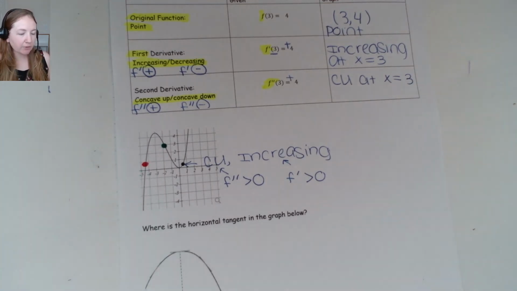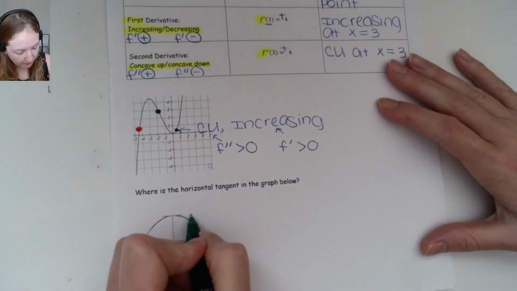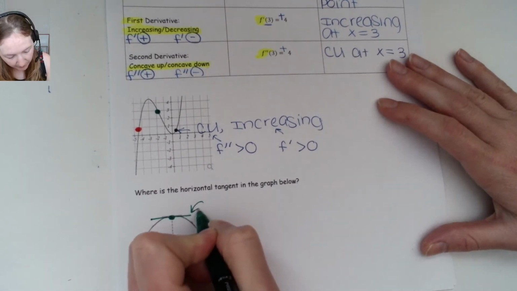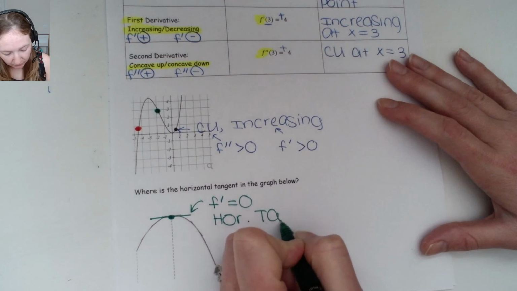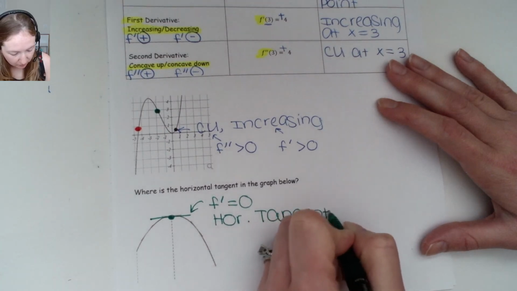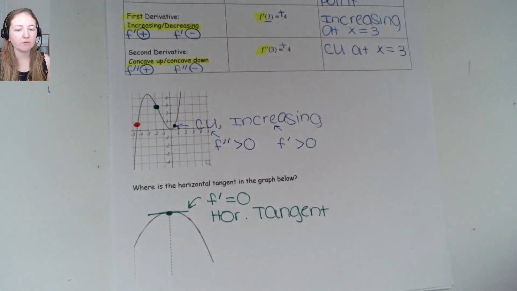Another thing to remember is that if your derivative is equal to 0, that is actually a horizontal tangent. So if it's strictly increasing or strictly decreasing, it will be strictly positive or negative. But when it's 0, that actually represents a horizontal tangent on the graph.